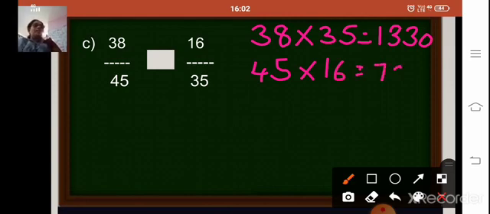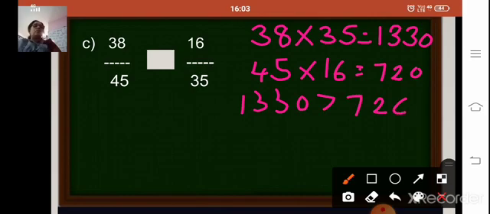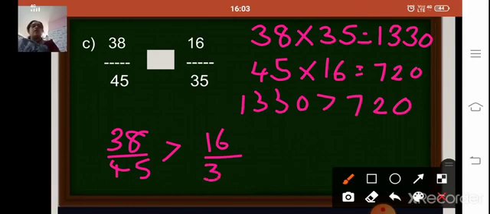720. Now here 1330 is greater than 720. That means your fraction 38 upon 45 is greater than 16 upon 35. So which sign will you put here? You will put the greater sign for the first fraction, that is 38 upon 45 is greater than 16 upon 35.